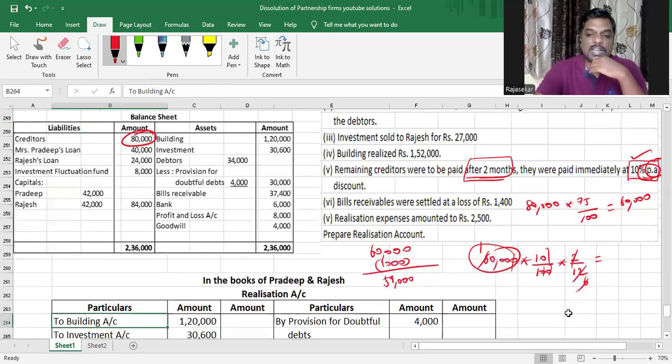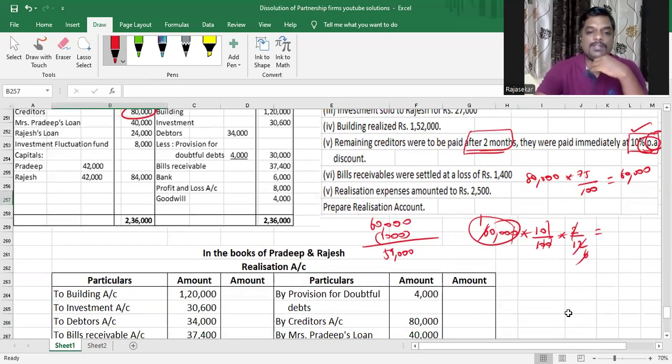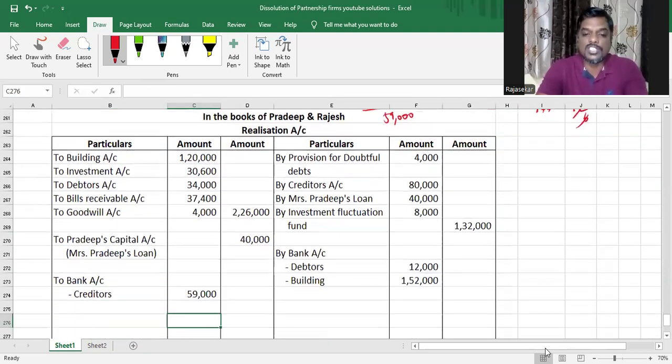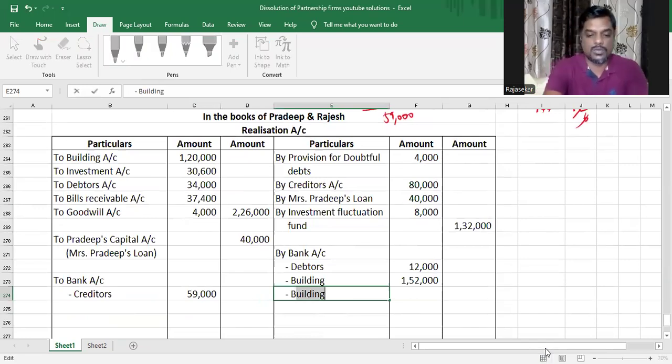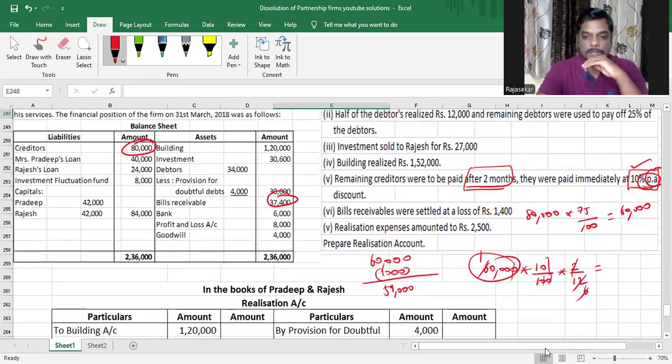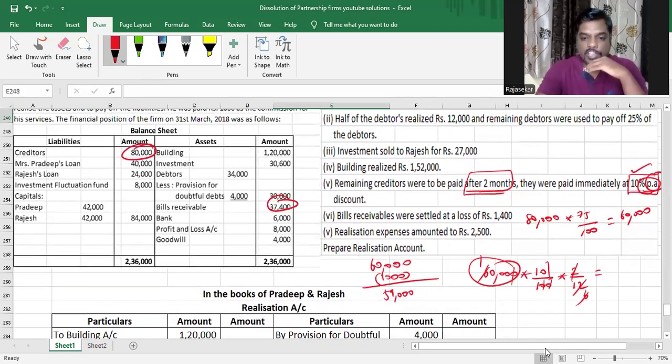Bills receivable were settled at a loss of 1,400. We have bills receivable for 37,400. It was settled at a loss of 1,400. So how much did we get out of it? We got 1,400 rupees less. So bills receivable 36,000. Okay, so that is also done. And then what do we have?